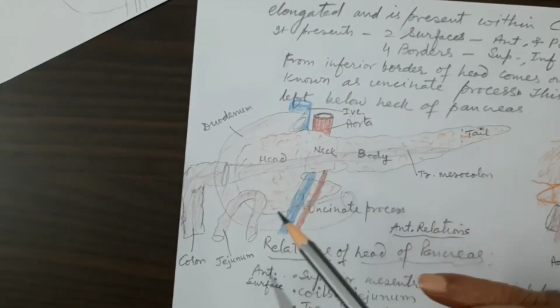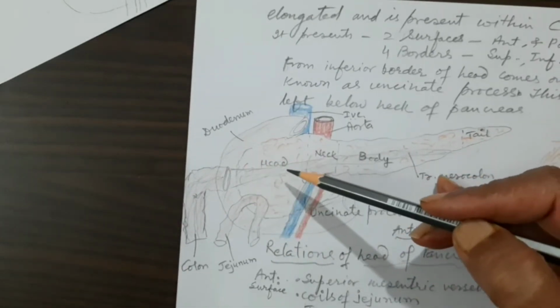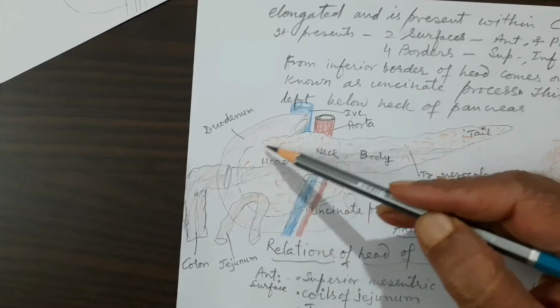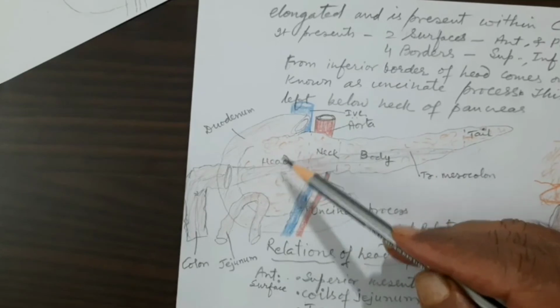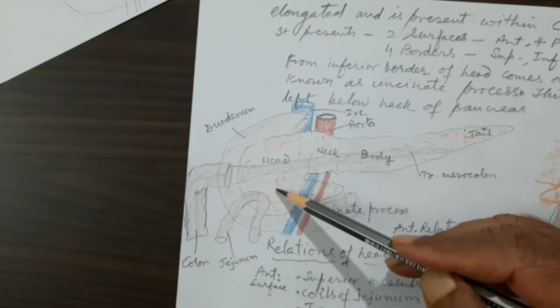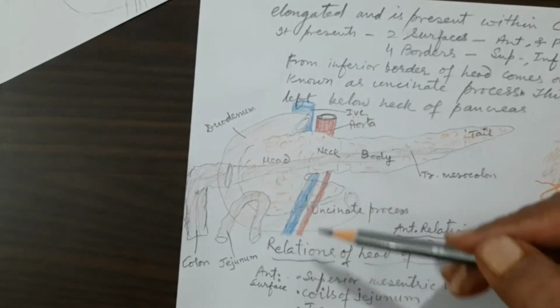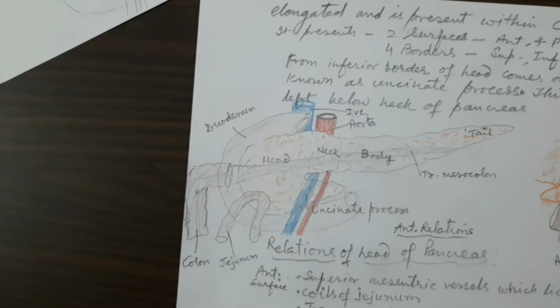Now the head is elongated and is present within the C-shaped concavity of the duodenum. It presents two surfaces, an anterior surface and a posterior surface. So there are two surfaces of the head, one anterior and one posterior. Then there are four borders, and which are the four borders?